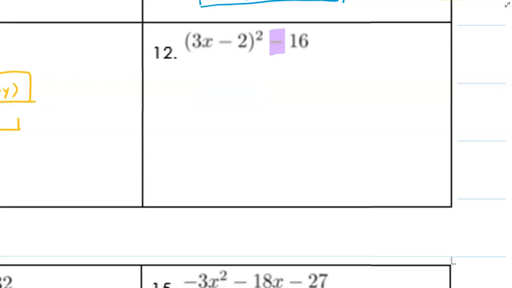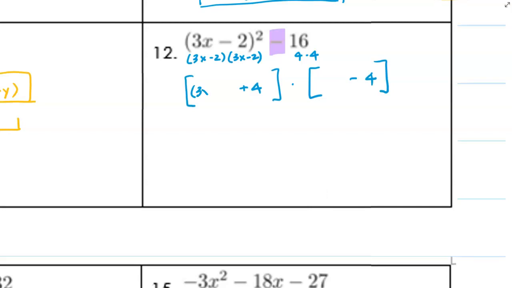Actually, I'm not going to put that down because there's a parentheses. I'm going to make them brackets. Okay, a bracket times a bracket. This is made up of a 3x minus 2 times a 3x minus 2. That's what it means there's two of them. 16 could be a 4 times 4. Okay, so plus 4 and a minus 4. The first term, we can have 3x minus 2 and a 3x minus 2. They have to be exactly the same.